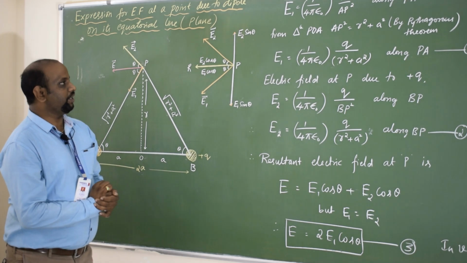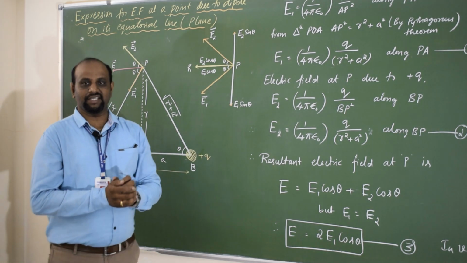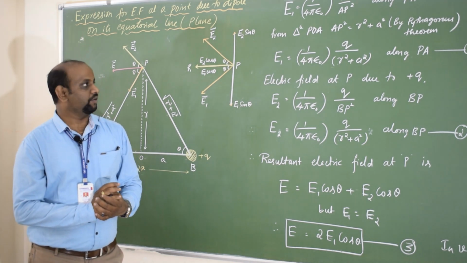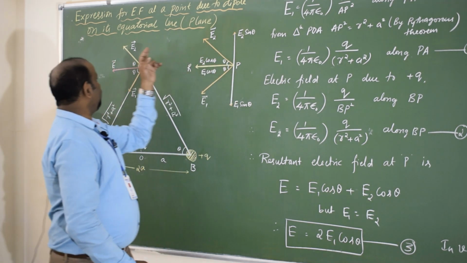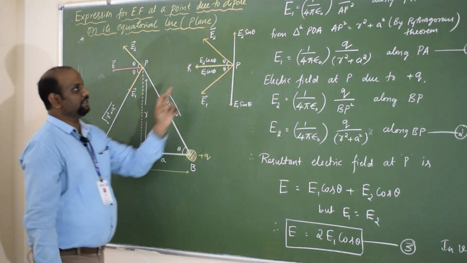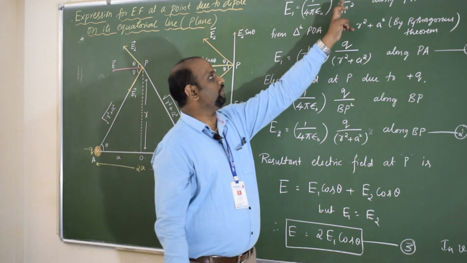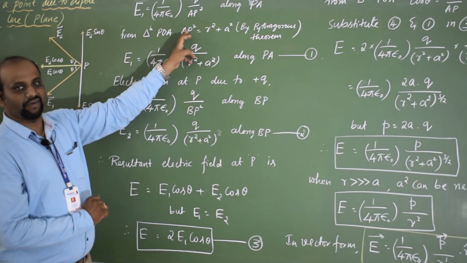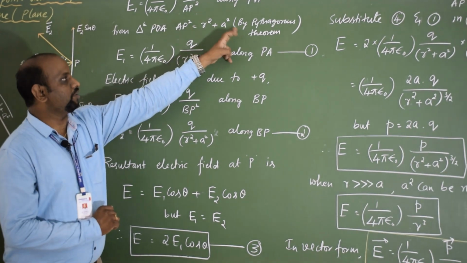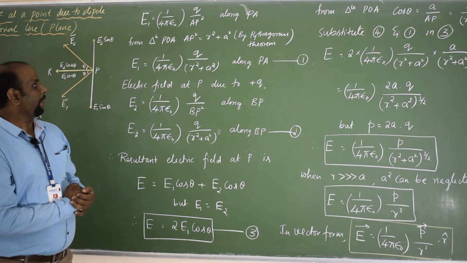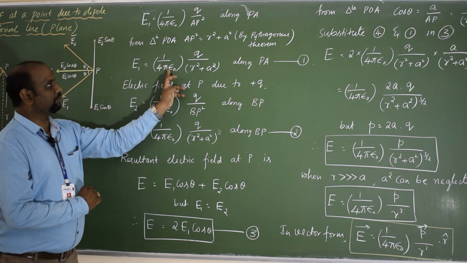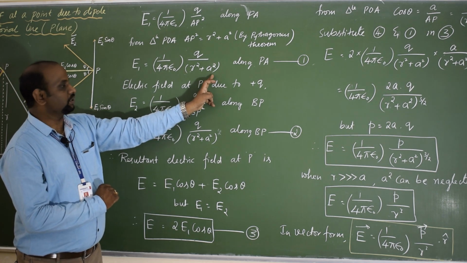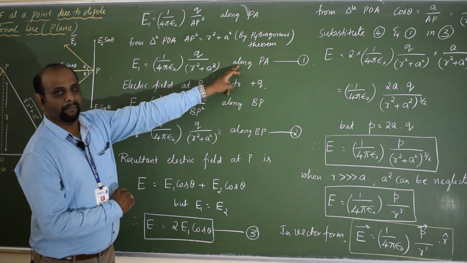So what are E1 and E2? You know the formula for electric field: E is equal to 1 by 4 pi epsilon naught Q divided by distance square. So the electric field E1 due to the negative charge is given by 1 by 4 pi epsilon naught Q divided by AP square. From the diagram, in triangle POA, AP square is r square plus a square by applying the Pythagoras theorem. Now E1 is equal to 1 by 4 pi epsilon naught Q divided by (r square plus a square), along PA.